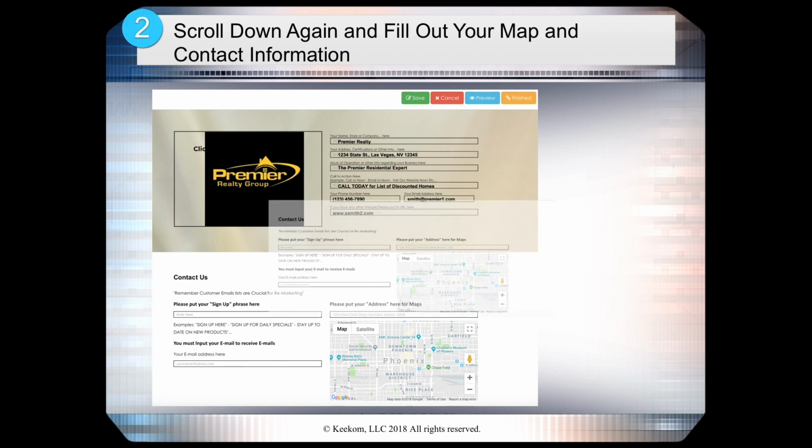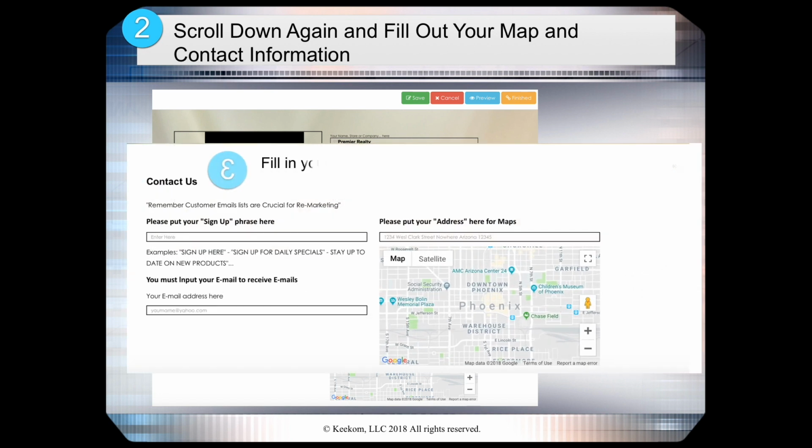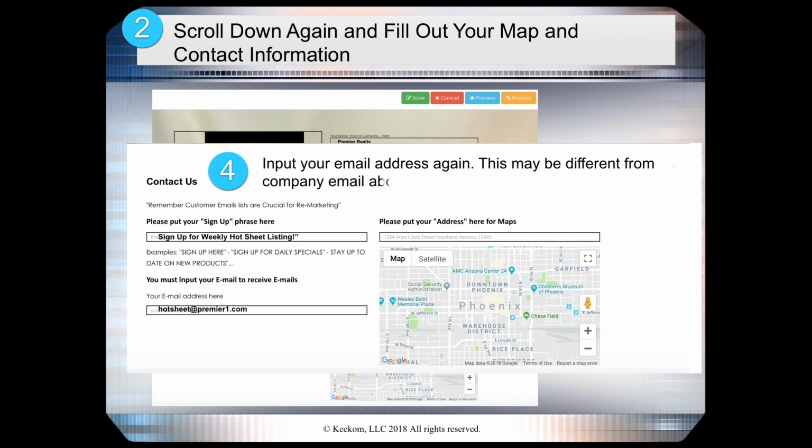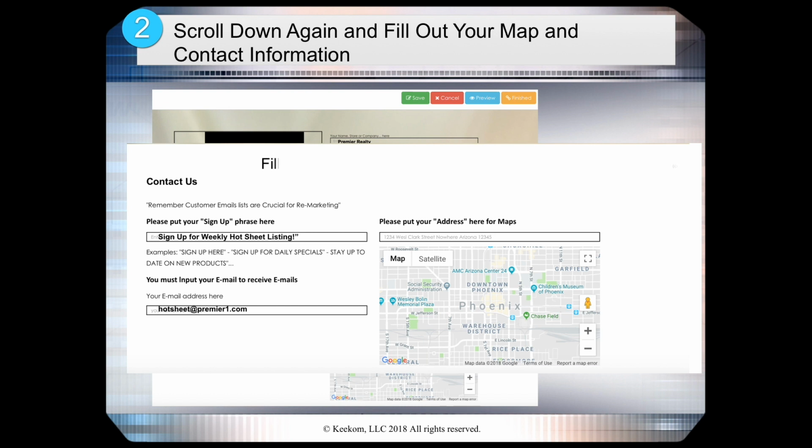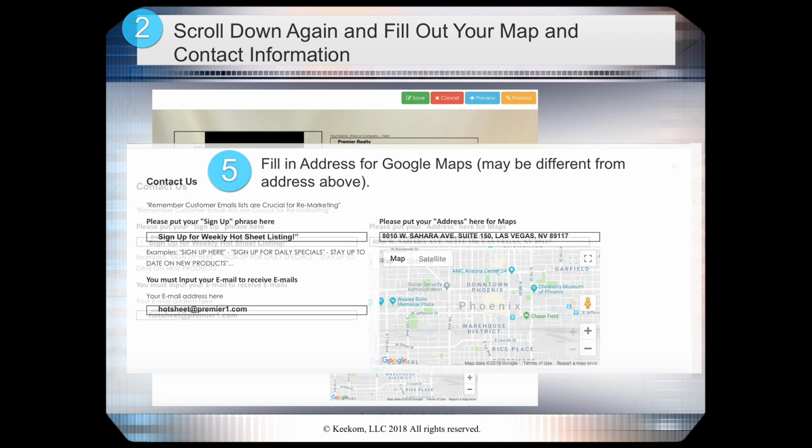Scroll down again and fill out your map and contact information. Fill in your sign-up phrase. Example, sign up for weekly hot sheet listing for real estate as an example. Input your email address again. This may be different from your company email above. Example, hotsheet@premierone.com. Fill in address for Google Maps, which may be different from your address above.